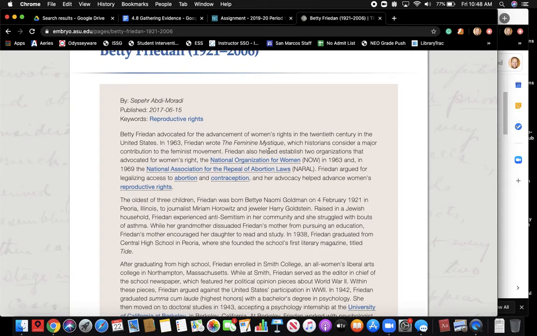So even in the first paragraph here, I have a bunch that I think they're actually going to go through. But in 1963, Friedan wrote The Feminine Mystique, which historians consider to be a contribution to the feminist movement. She also helped establish 2 organizations that advocated for women's rights, the National Organization for Women and the National Association for the Repeal of Abortion Laws. She also is arguing for legalizing access to abortion and contraception, and her advocacy helped advance reproductive rights.